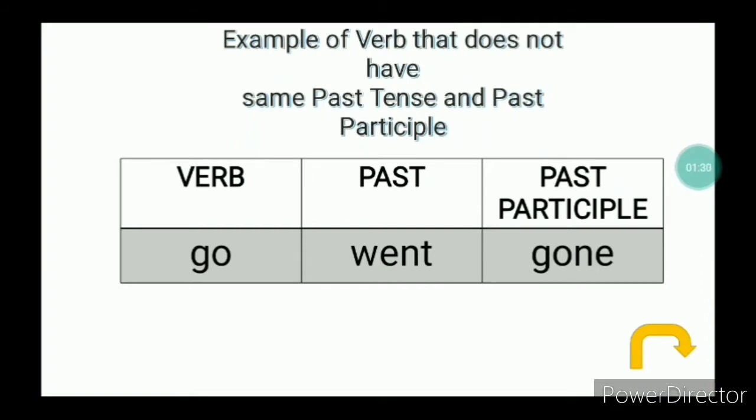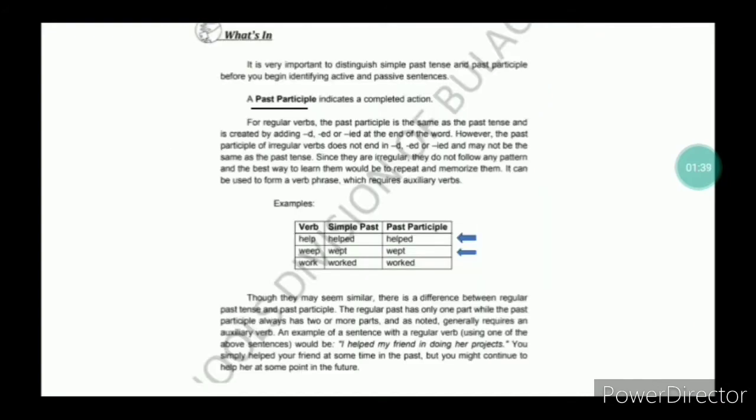We have the verb go. The past tense of go is went and the past participle is gone. So go, went, gone. How can you learn this one? Or how can you learn the irregular verbs? The only way to learn them, or the best way to learn them, would be to repeat and memorize them. So the last example we have is work, worked, worked.